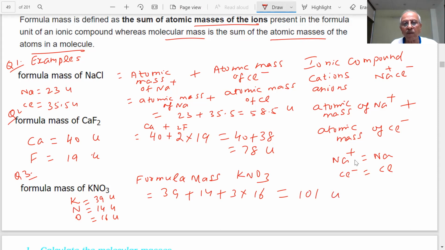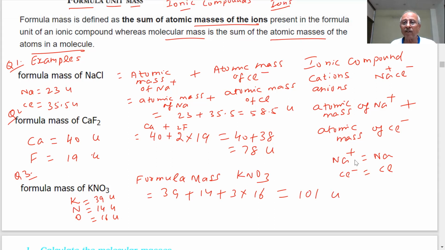101. Yes, sir. So students, this is now easy. We can work out the formula mass or molecular mass of any compound. Is it difficult? Values are given. We will use them.